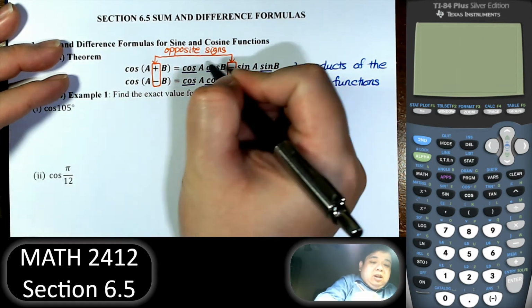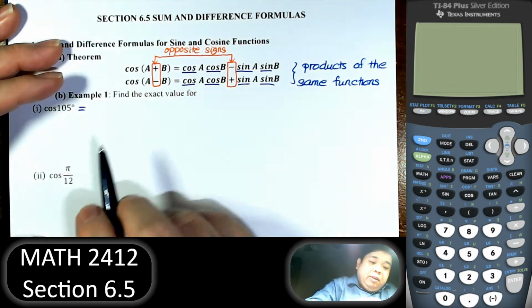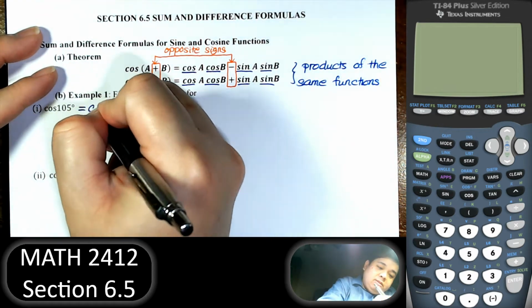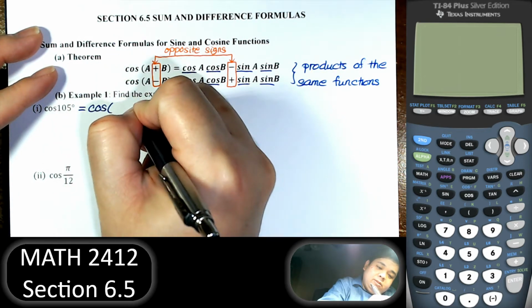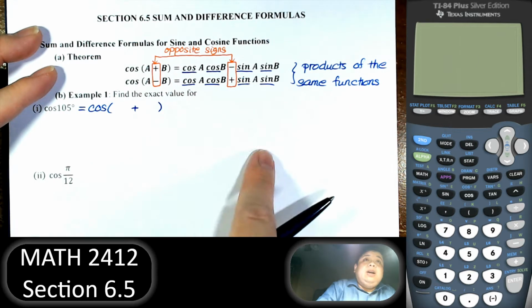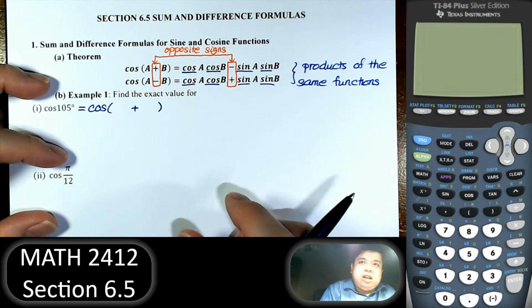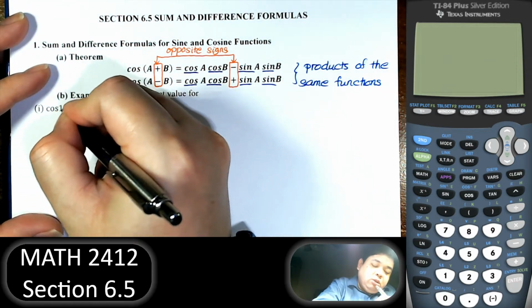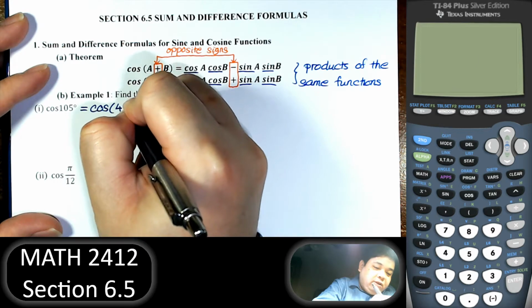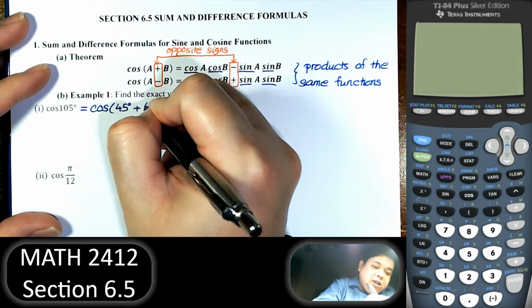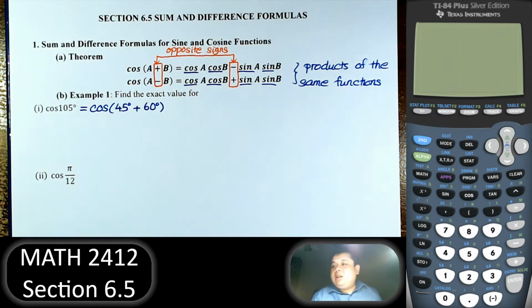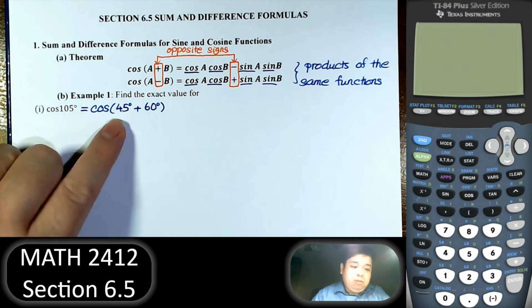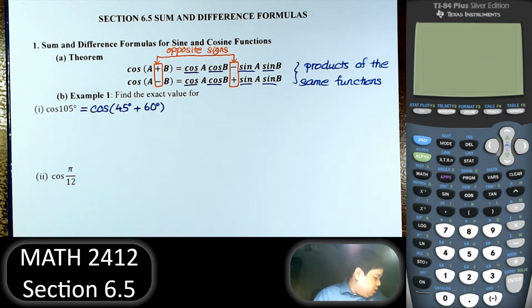Right, now how do we use it? Actually, very simple. If we can write this as a sum, then we can use it, or we can write that as a difference. So 105, how do we get 105? Well, to get to 105, we can use 45 and 60. The reason we use 45 and 60 is because we have the values for those special angles.